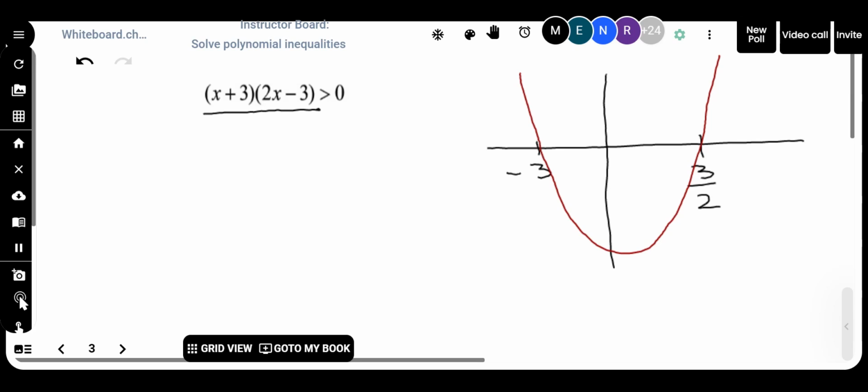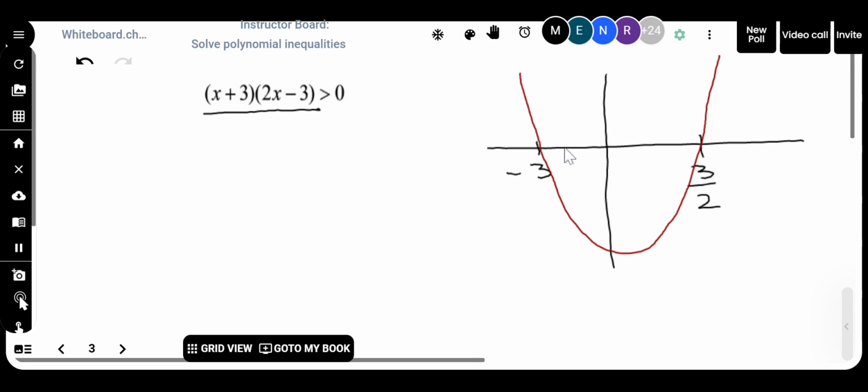Thank you very much. All greater than 0 means is, where is the function above the x-axis? That's what greater than 0 means. Anything which is above the x-axis is greater than 0. Well, that happens anywhere to the left of -3. So I'm pointing to it right here. Right? This function is above the x-axis, anywhere to the left of -3, anywhere to the right of 3/2.